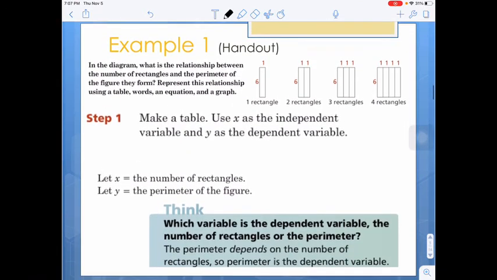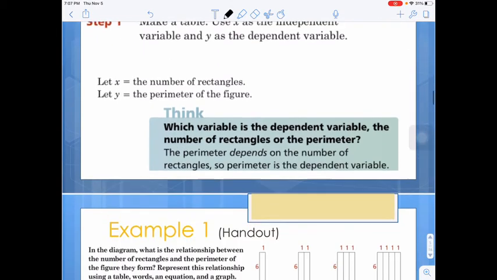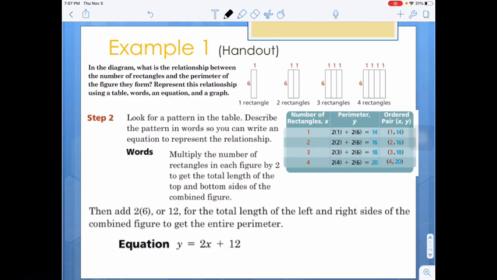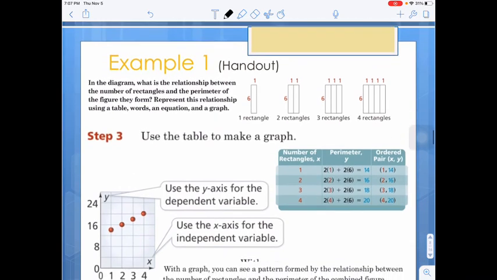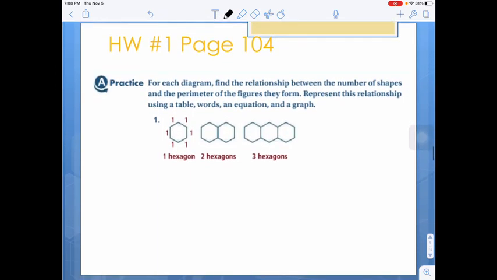The next slides have all this information plus extra explanation. Step 1, we've got on the first and second slide. Step 2 is explaining it in words and writing an equation. And then our final step is to make the graph. Now I would like you guys to try number 1. For each diagram, find the relationship between the number of shapes and the perimeter of the figures they form. Represent this relationship using a table, words, an equation, and a graph. My hint is something similar is going to happen with the sides in this problem, but notice the top and bottom are not just 1 like they were with a rectangle.